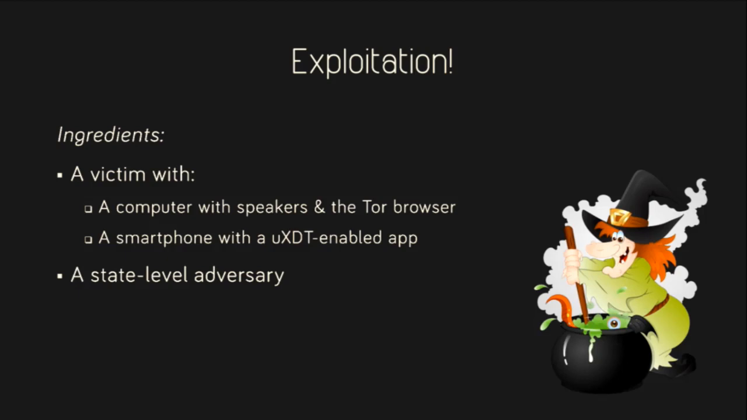So, hello everyone. Now that we have a good understanding of how the whole ecosystem works, I'm going to immediately go ahead and demonstrate one of our attacks, because I assume that some of you may have already started imagining how this can be exploited. So the ingredients for this attack: we need a victim with a computer that has speakers and a Tor browser. And we also need the same victim to have a smartphone that features an ultrasound cross-device tracking enabled app, so any app with a framework doing cross-device tracking. And we also need a state-level adversary. I will explain this further a bit later.